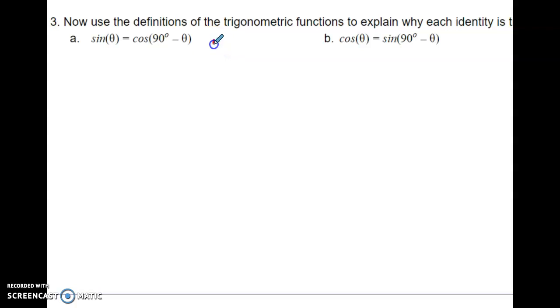Now this one's interesting. Let's again draw a picture because we're going to reference our picture. I'm going to call this angle theta. It just has to be one of the acute angles. And I'm going to call these A, B, and C again. So let's take the sine of theta. So here's theta. Sine is opposite over hypotenuse. So that is A over C. Now if I look at this 90 minus theta, well if I take 90 degrees and I minus this angle right here, I basically end up with this angle over here.